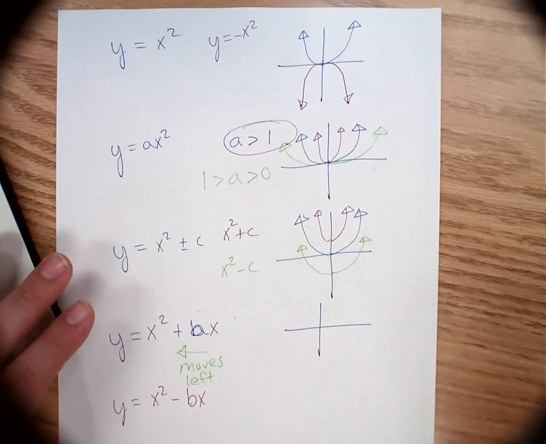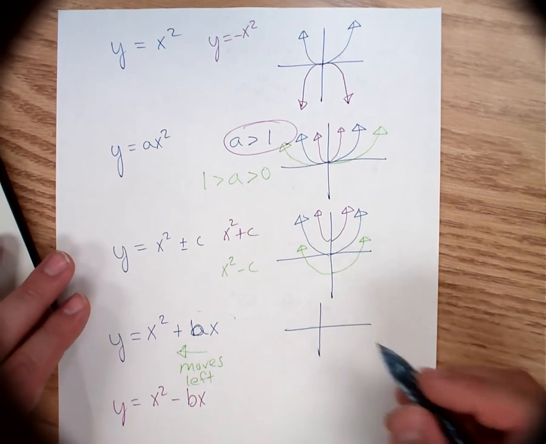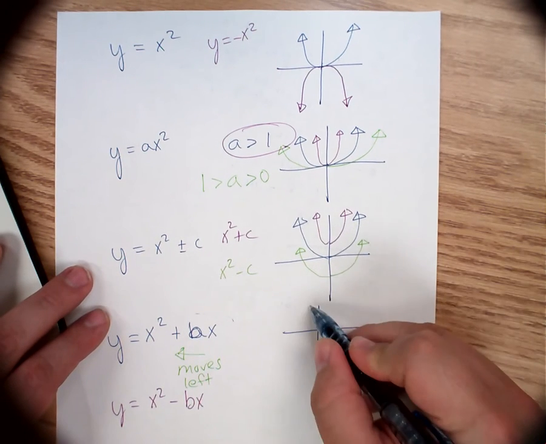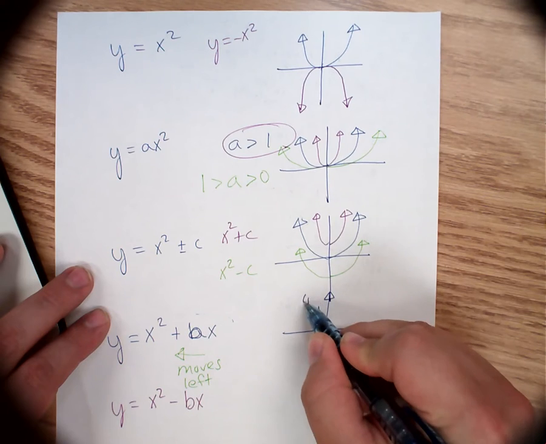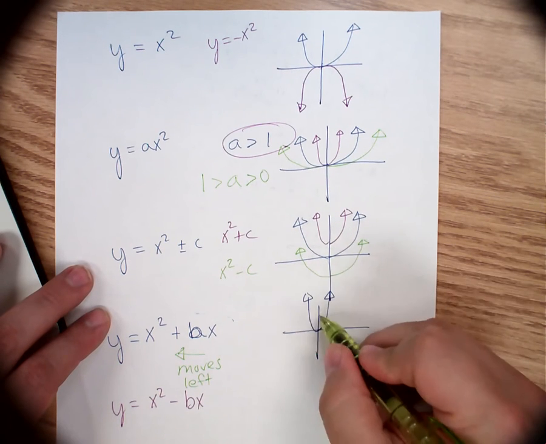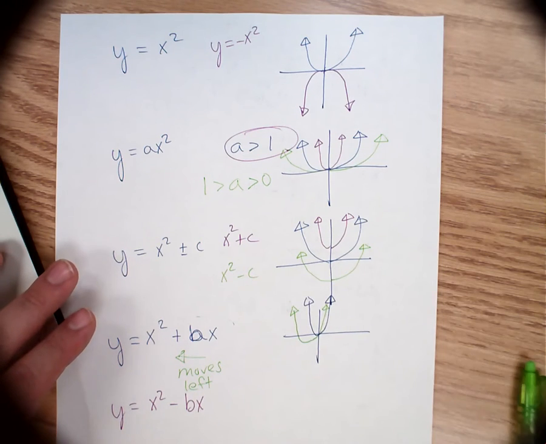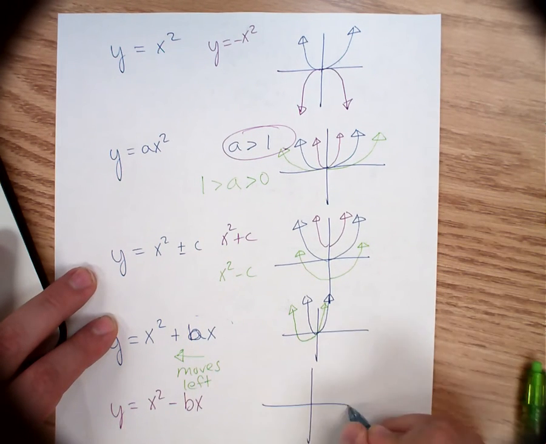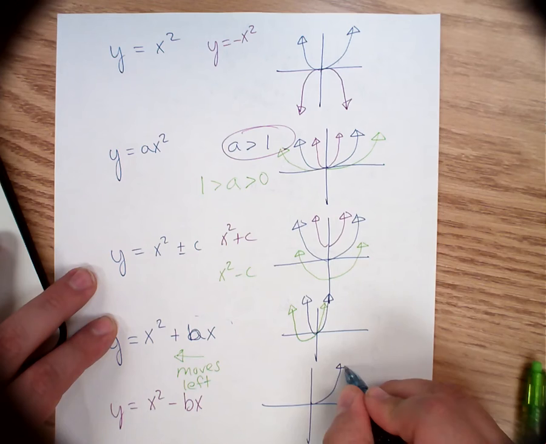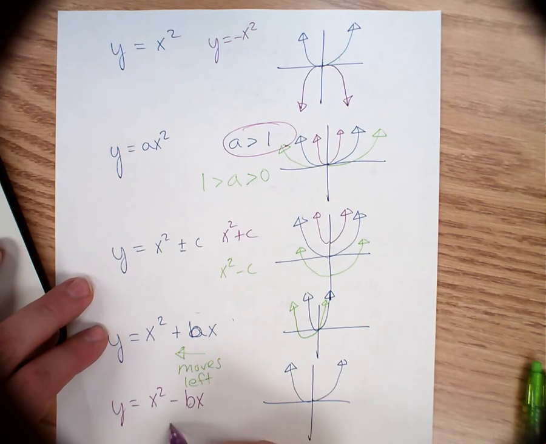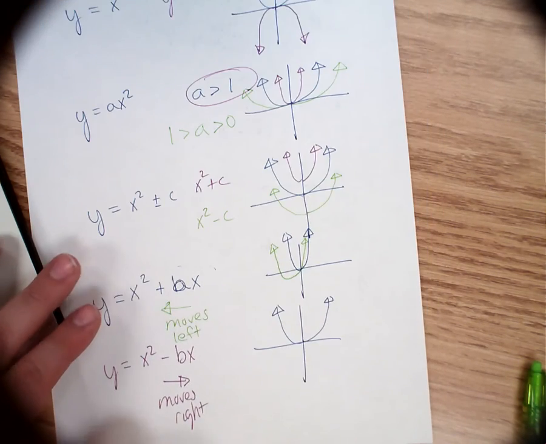So if I have this, y equals x squared plus bx, it's going to move my original to the left. But let's say we have y equals x squared minus bx, it's going to move my original, it moves right.